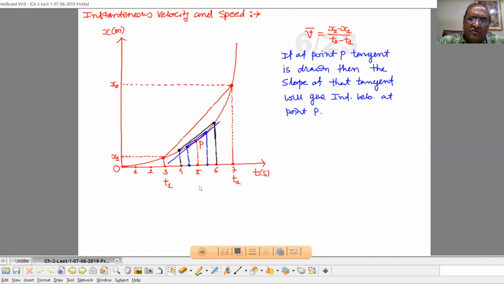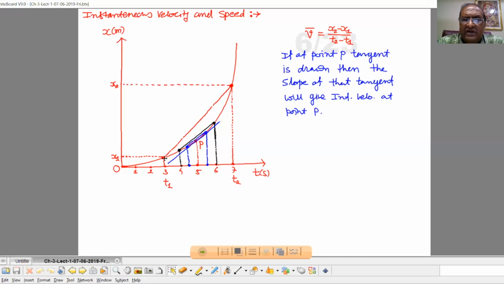Suppose we want to find the velocity exactly at 5 seconds. So by keeping 5 seconds at the center, consider a time interval of 4 seconds, meaning 2 seconds less than 5, at 3 seconds. Locate the position of the object with the help of this graph. Then at 7 seconds also take the position of the object. Now see here, if we join these 2 points on the graph corresponding to times t1 and t2, 3 and 7 seconds, then this straight line obtained does not coincide with the actual graph.